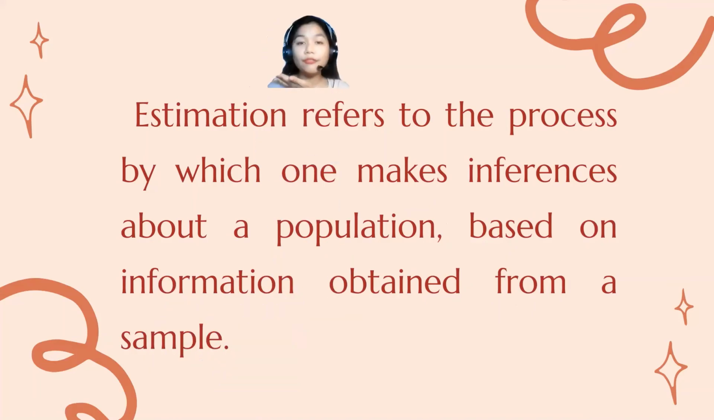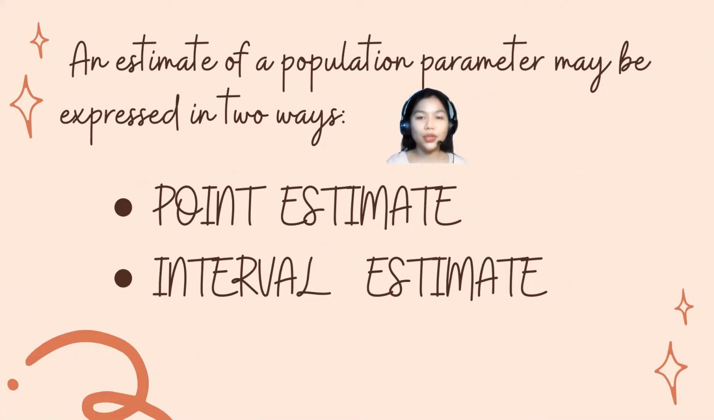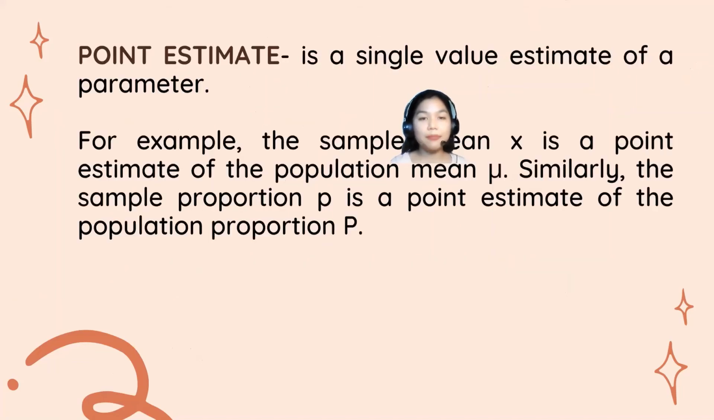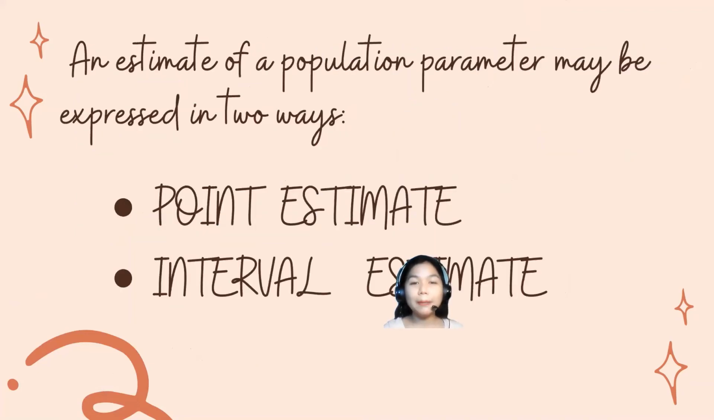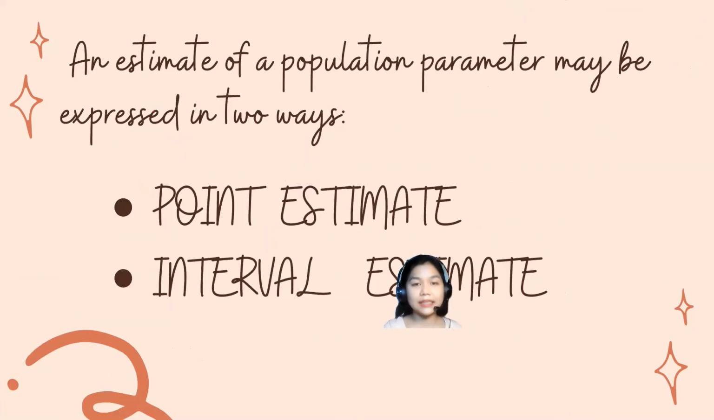a statistic. So, an estimate of a population parameter may be expressed in two ways. So we could actually talk about point estimate or interval estimate. So ano na naman itong dalawang estimates na to? So going back again, if the population is unknown, we could have estimates.